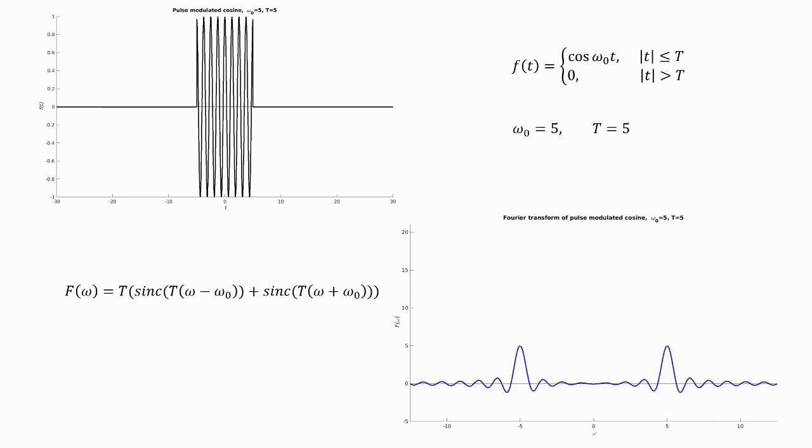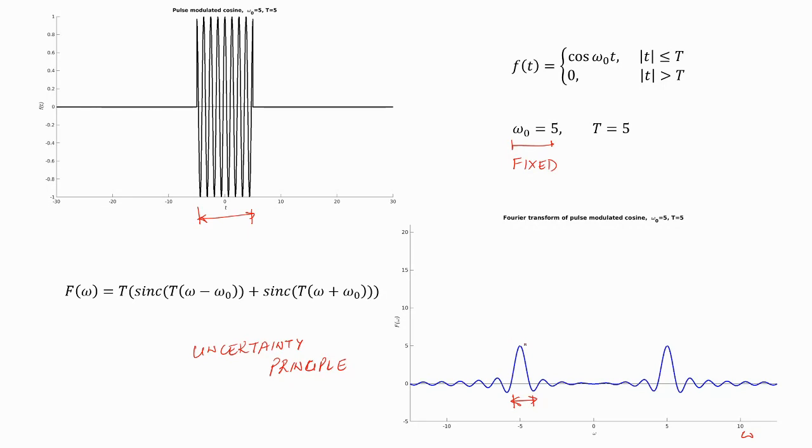Now, while keeping the value of omega naught fixed, if I increase the value of T to 5, then we see that the duration of the pulse is higher, but the width of these sinc functions in the frequency domain is smaller, and we expect this from the uncertainty principle, because if I increase my pulse duration, then the bandwidth should decrease.